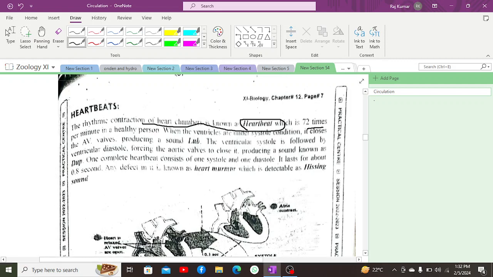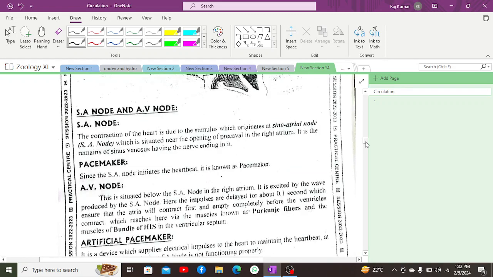The ventricular systole is followed by ventricular diastole, forcing the aortic valve to close. It produces a sound which is known as dub. One complete heartbeat consists of one systole and one diastole. It lasts for about 0.8 seconds. Any defect in the heart is known as a murmur, which is detectable as a hissing sound.